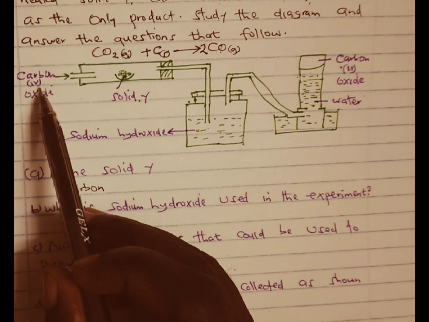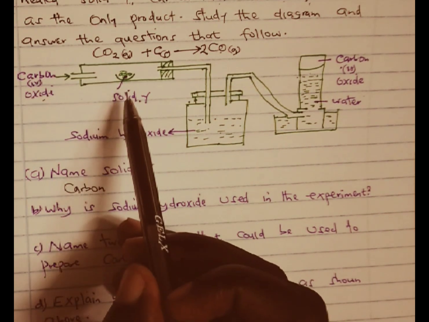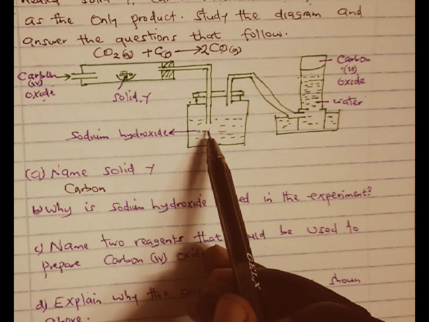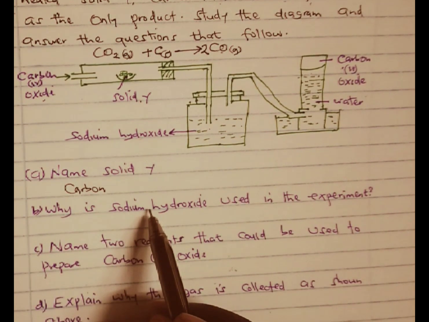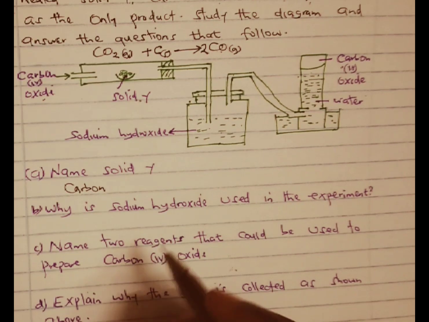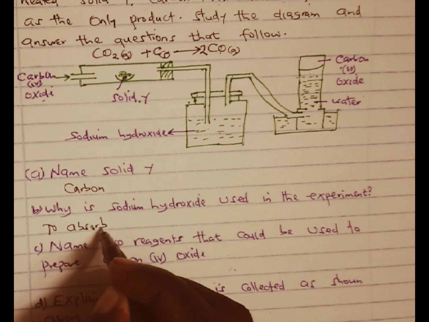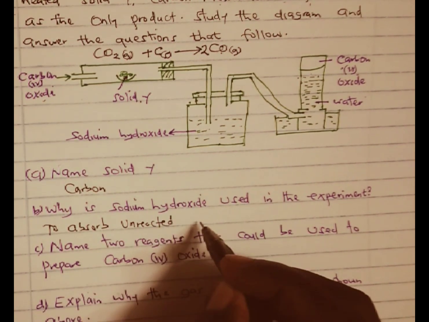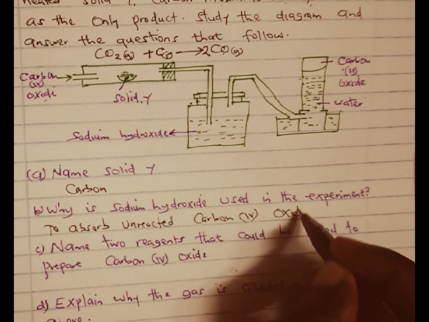Remember, carbon 4 oxide is being reduced with carbon into carbon 2 oxide, but the excess carbon 4 oxide that does not react with carbon will be absorbed by sodium hydroxide, and therefore the work of sodium hydroxide is to absorb unreacted carbon 4 oxide, to absorb excess or unreacted carbon 4 oxide.